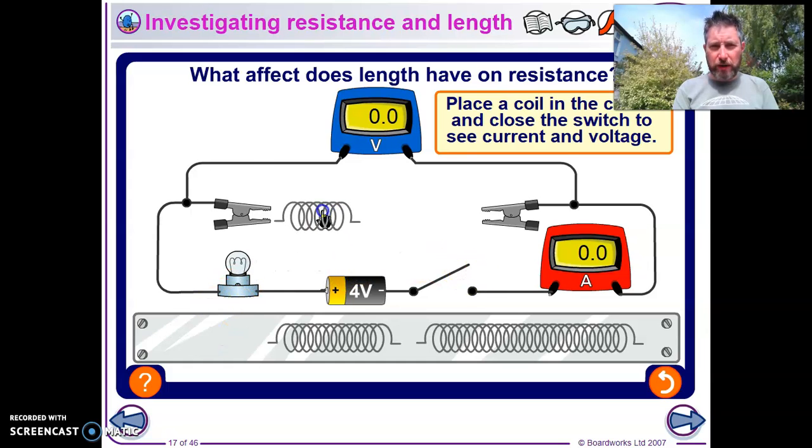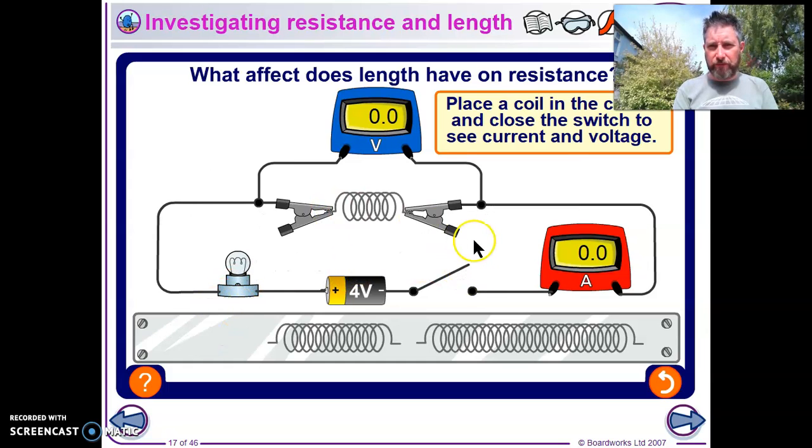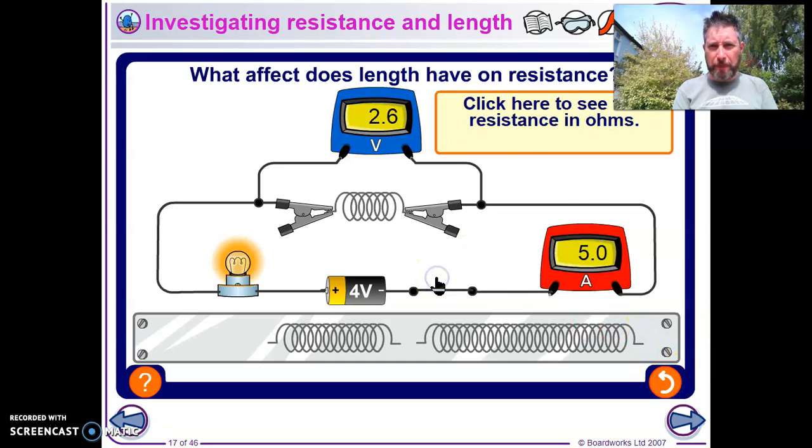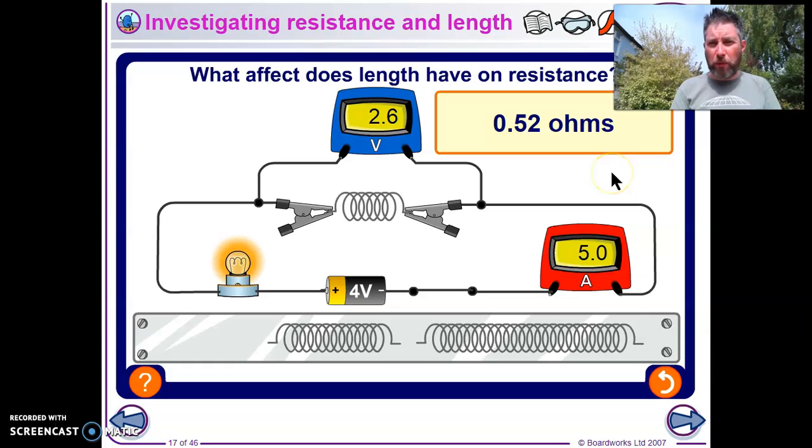So if I put a short wire in and turn it on, I've got voltage 2.6 volts. I've got a current of 5 amps. So resistance is voltage divided by current. 2.6 divided by 5 gives us 0.52 ohms. So the resistance there is just over half an ohm.